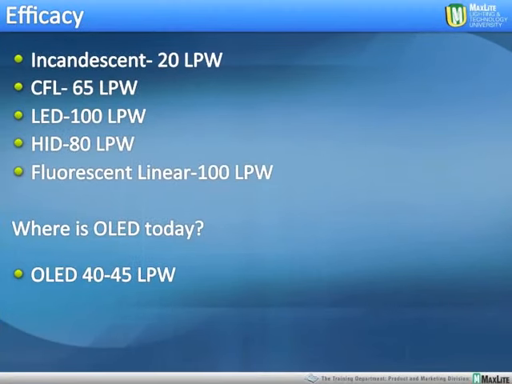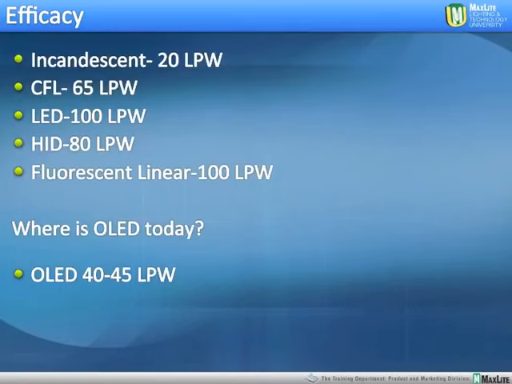And a snapshot of where we are today. A reminder first that incandescent at best is about 20 lumens per watt. CFLs on average at about 65 lumens per watt. LEDs, folks, if you don't believe this, you're not paying attention, but LEDs are at about 100 lumens per watt. Maxlight's got some products that are over 110 lumens per watt. And LED is only going forward.